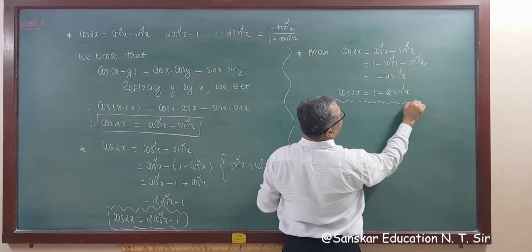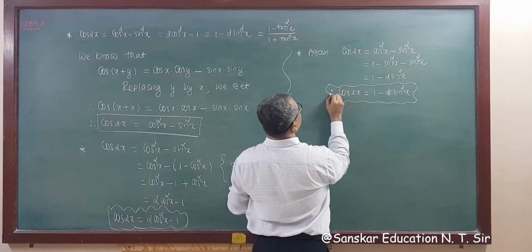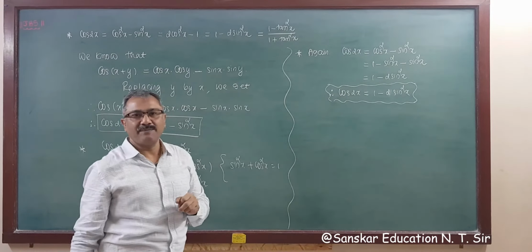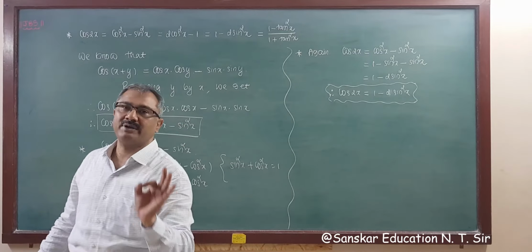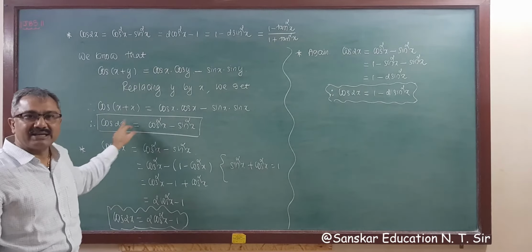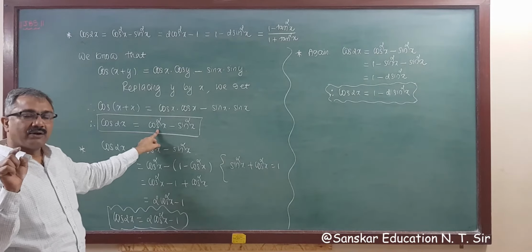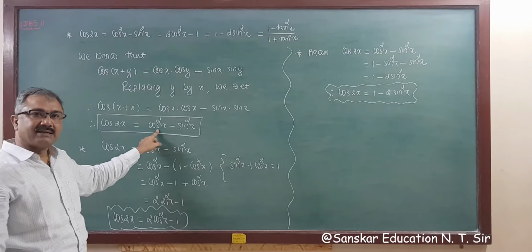1 minus 2 sin square x. So this is your third formula. Remember one formula only, that is this one. Cos twice x is cos square x minus sin square x. Remember this thing. Cos twice x is cos square x minus sin square x.